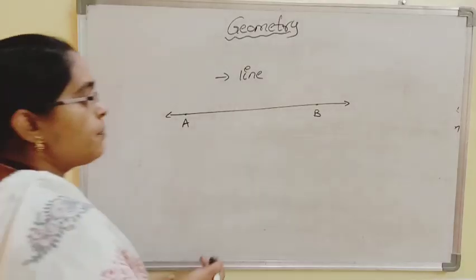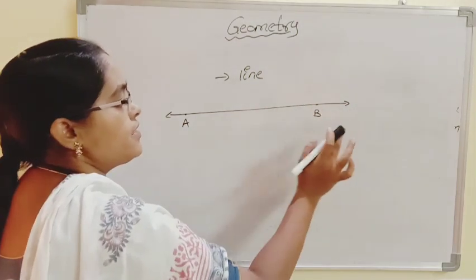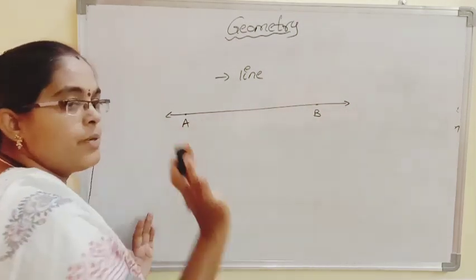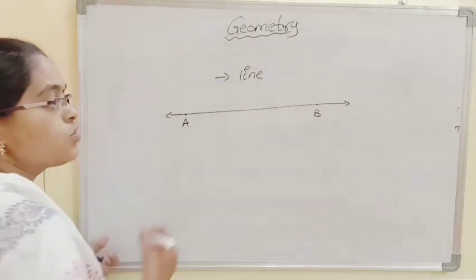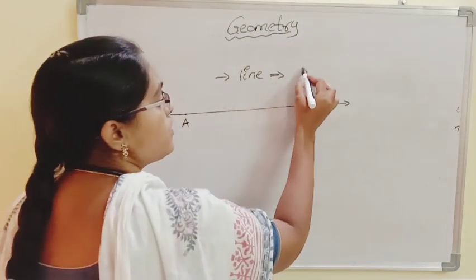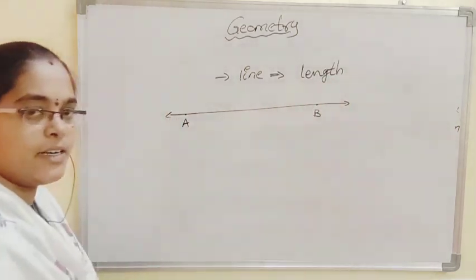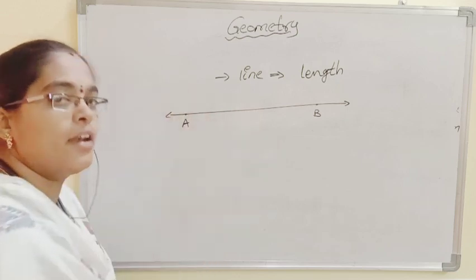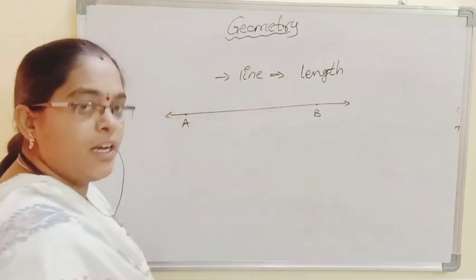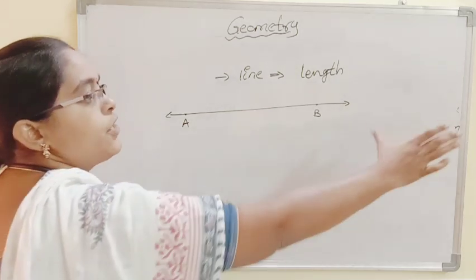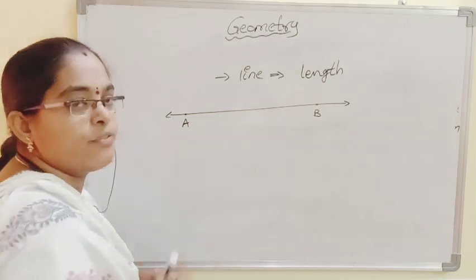Now see how to represent a line. See here I have a line. For a line, the basic thing is two arrow marks will be there, because it is extending in two directions. The line has only length, only one measurement. No breadth is there for a line. And one more thing, we cannot find the length of a line because it continues infinitely. So it is not possible to measure the length of a line.